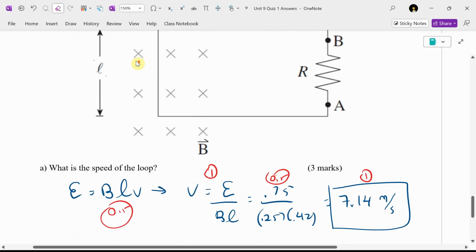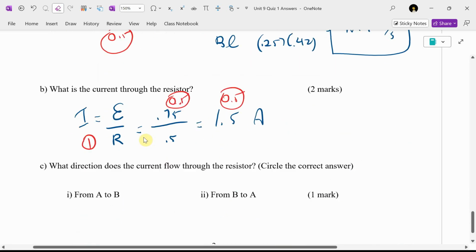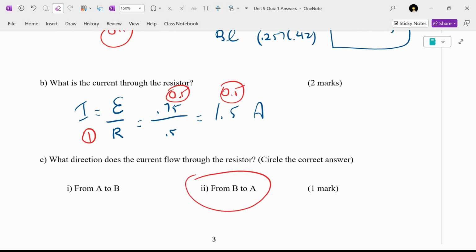Which way is the current flow? So here's my token proton. I don't care about the other arms because 2 of them are parallel and 1 of them's not in the magnetic field. Which way is this moving? To the right. So I'm going to point my right thumb to the right. Magnetic field into the page. You know what? This proton is going to feel a force this way. It's going to feel a force that way. It's going to move this way. It's definitely going from B to A in this case.